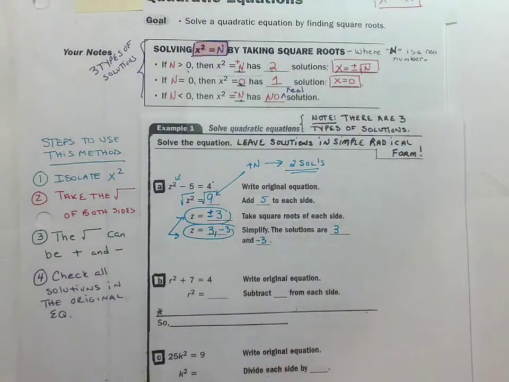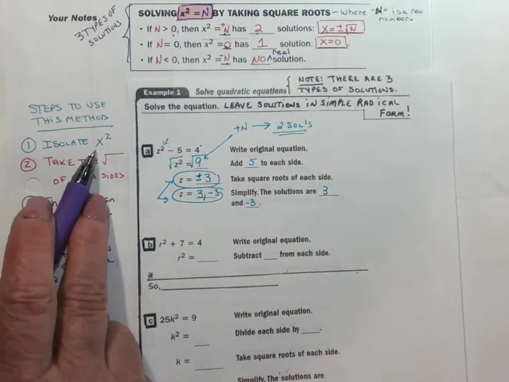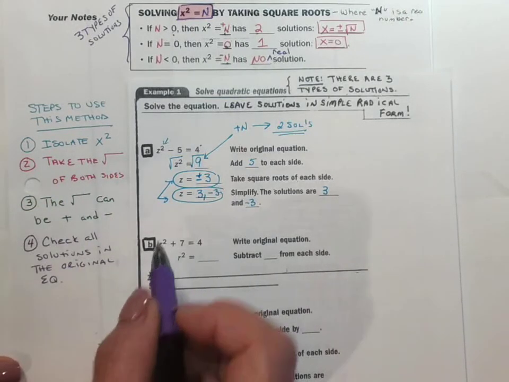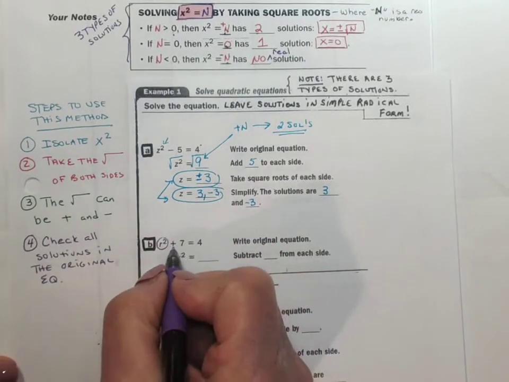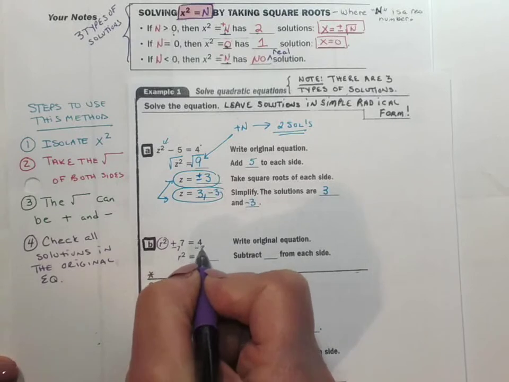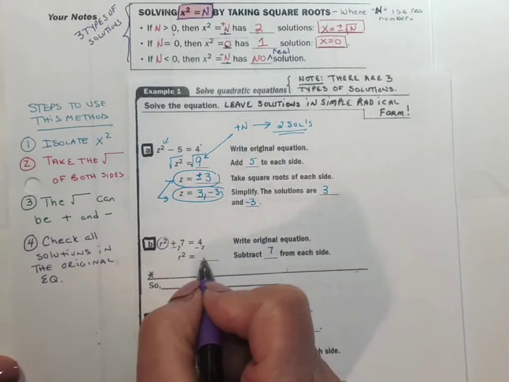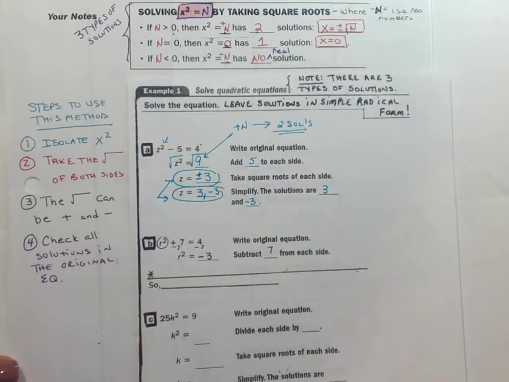The next problem, here we have to isolate the squared term. So here it's r squared. We've got to isolate that. So we are going to subtract 7 from both sides, and we're going to get r squared equals negative 3.